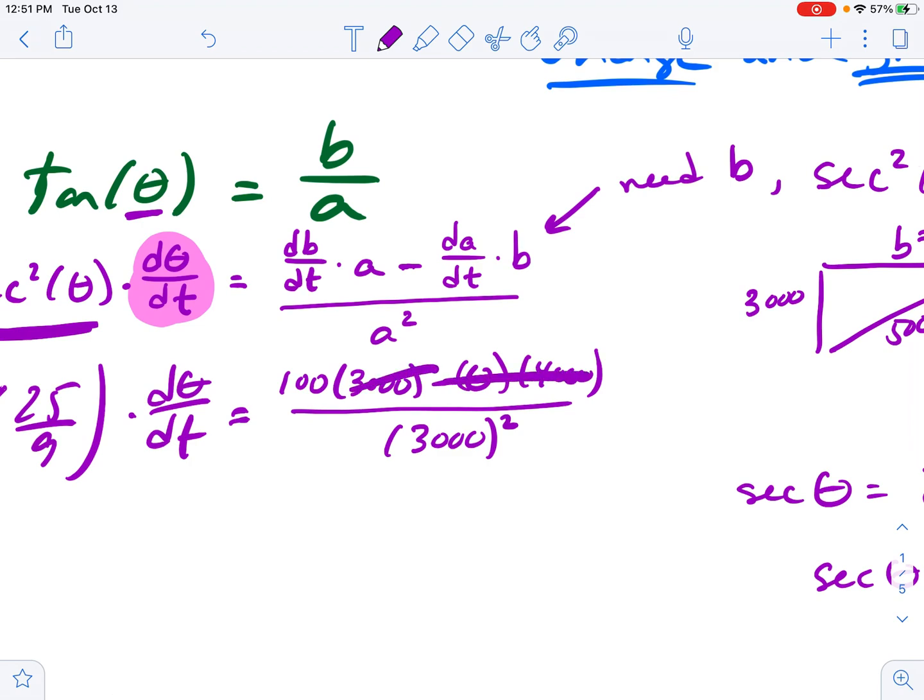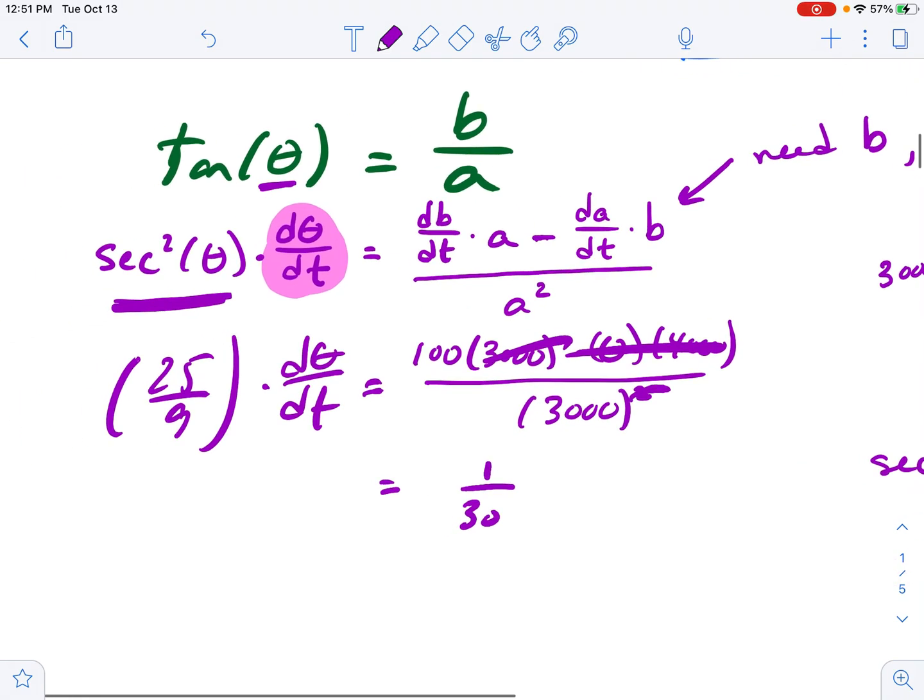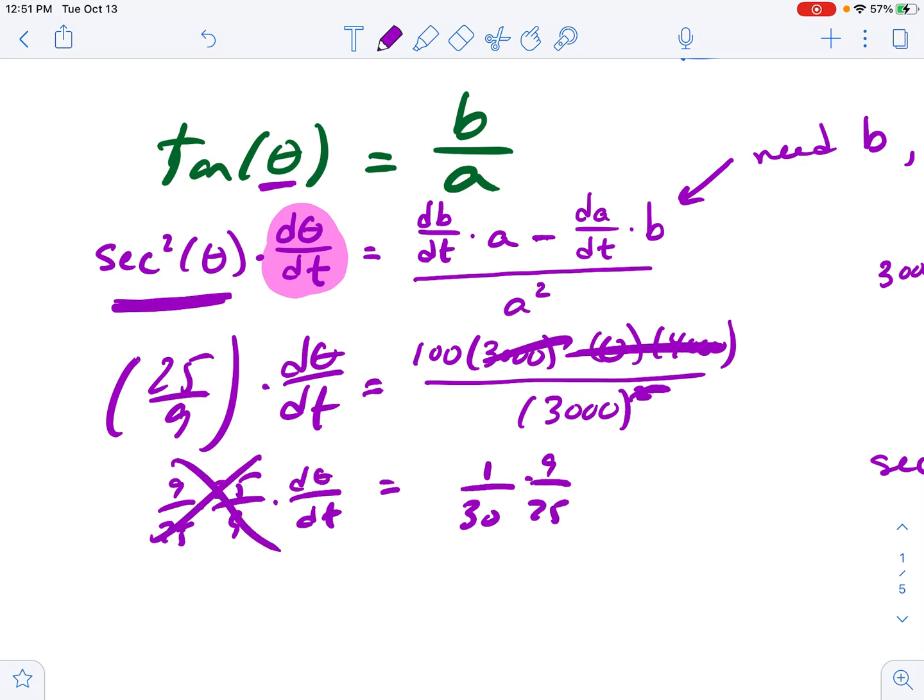You can certainly use a calculator, but that's 0. That'll cancel with one of those. We get 100 over 3,000, or 1 over 30 on this side. And we'll multiply by the reciprocal, 9/25. And let's see what we get here. So d theta dt is, you can simplify, use a calculator, whatever you want. Let's see, 9/30, simplify like that.